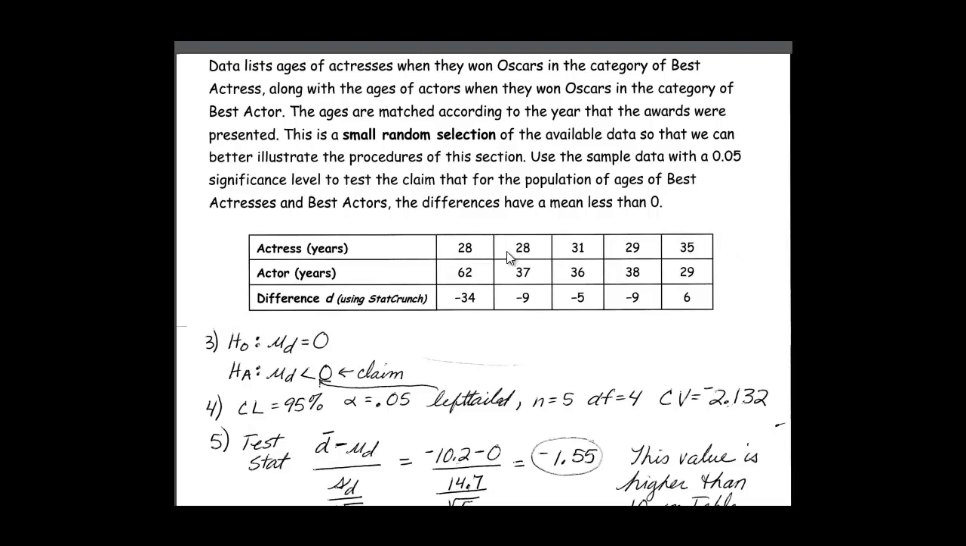So when we're looking at this data here, we can see that in each of these, looking from one year to the next, the actresses' ages are upper 20s, low 30s. Here we have actors that are much older. So the speculation is that the difference here is greater than 0, that we could always count on the actress's age being less than the actor's age.